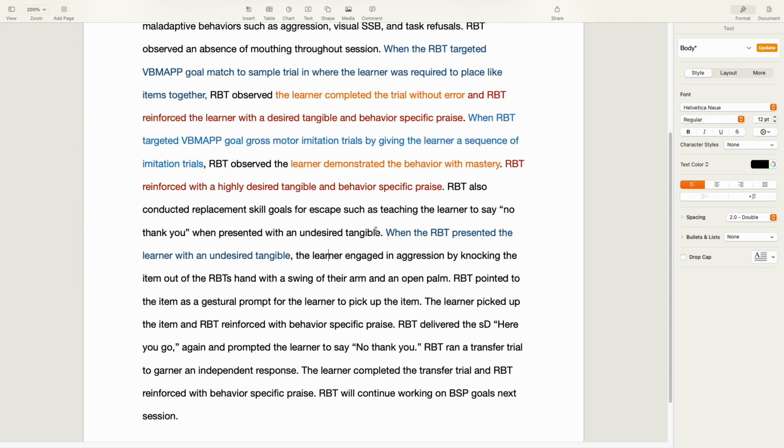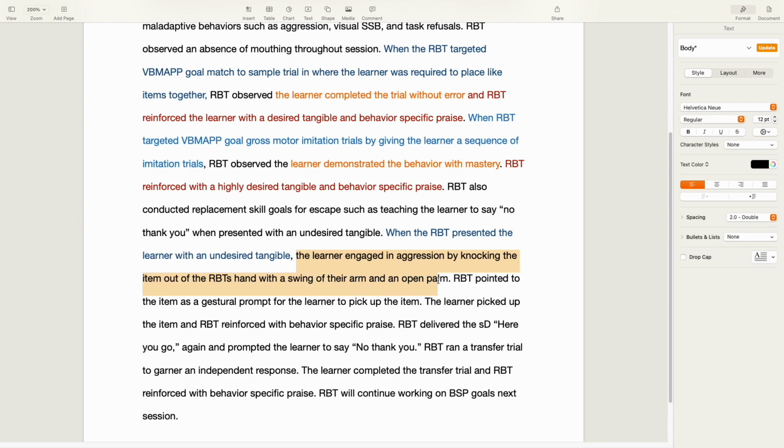So when the RBT presented the learner with an undesired tangible, that's the antecedent. This is the behavior: the learner engaged in aggression. But you're not just going to put the learner engaged in aggression. You're going to put how. You have to describe the aggression, right? By knocking the item out of the RBT's hand, and you have to describe it very accurately, with a swing of their arm and an open palm.